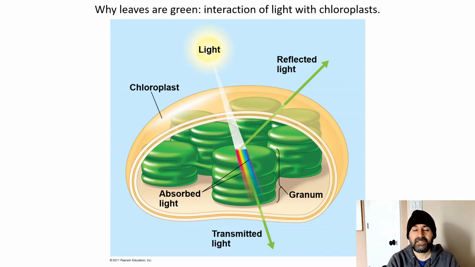So again, why do trees appear green? Well, because they're not absorbing green light. They're reflecting green light towards your eye. They're transmitting green light towards your eye, but they're not absorbing green light. So I want you to know that they're not absorbing green light.